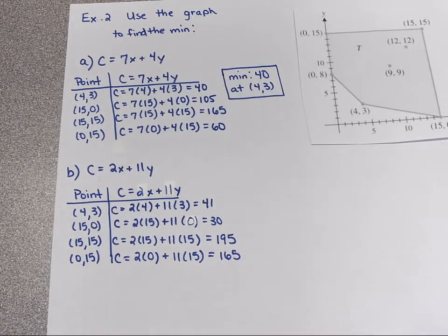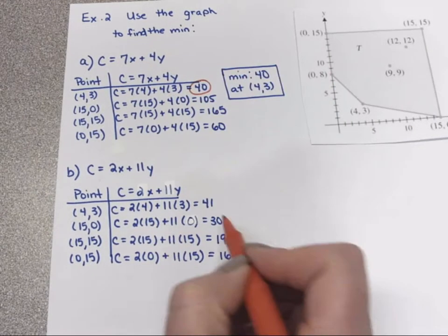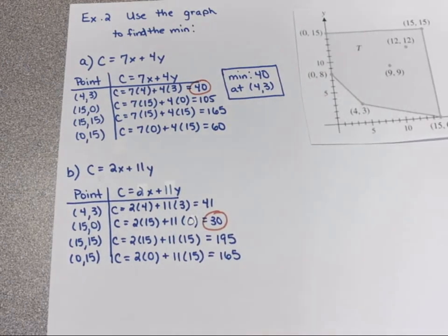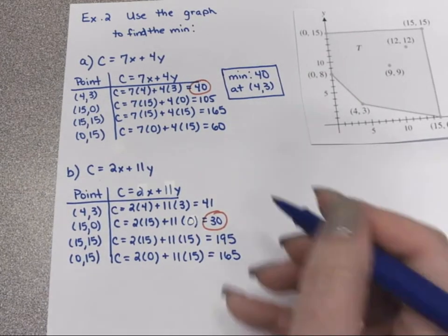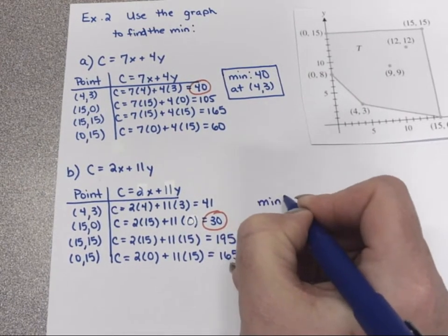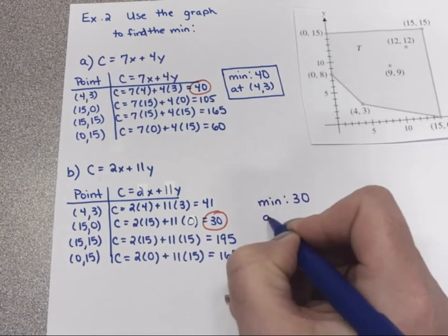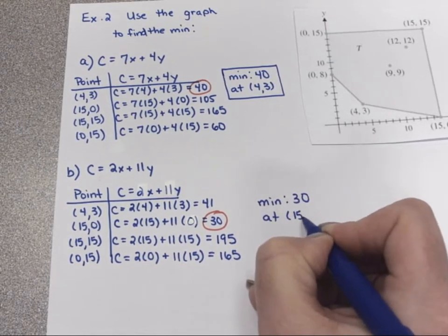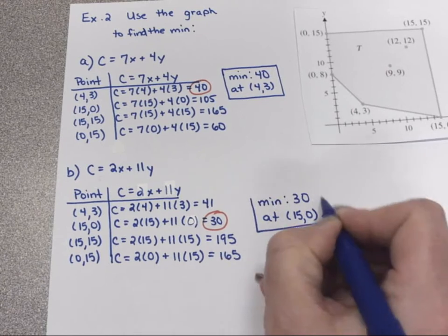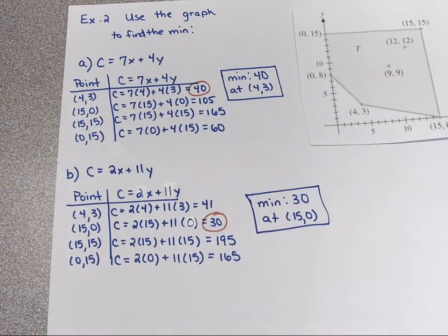So, of course, the min up here was the 40, right? And the min here is the 30. Okay, so the min is 30 at the point (15, 0). So if your goal was to minimize the cost, you should make 15 of the first item and none of the second item. Okay.